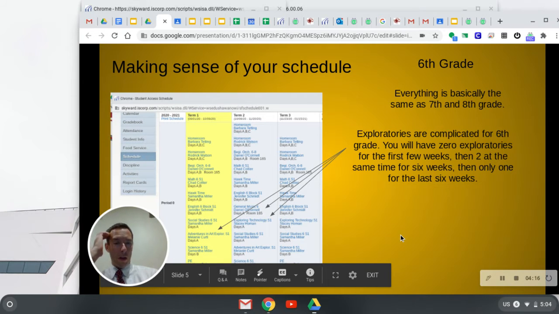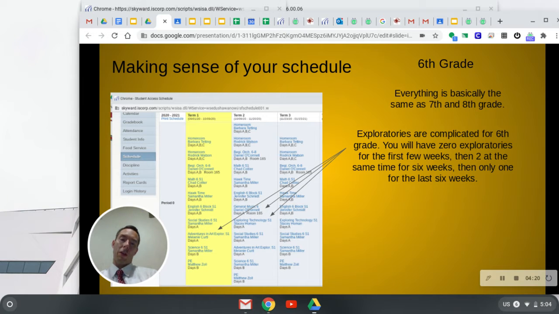Okay, let's look at one of those 6th grade schedules. So 6th graders, all the same stuff. The biggest difference for you is that your exploratories might not start right away. General music is going to start a couple weeks later. And so I've asked all the exploratory teachers and elective teachers to go easy on you for the first week. Let you get used to core classes.